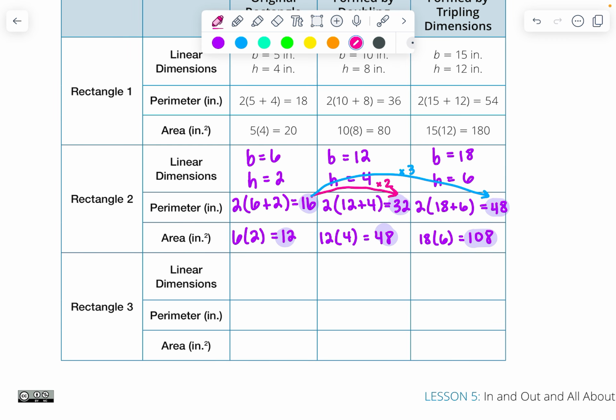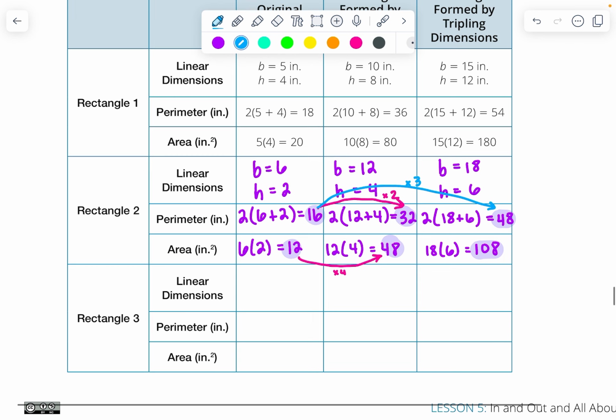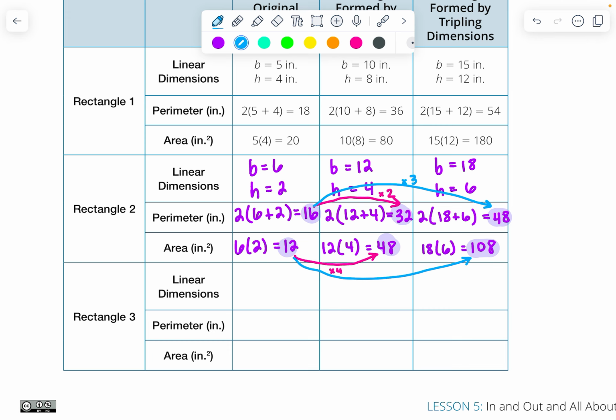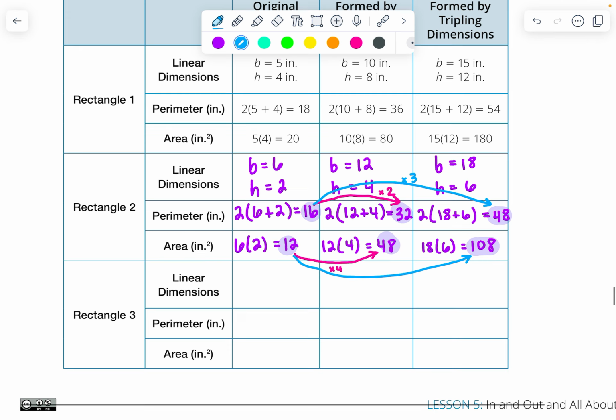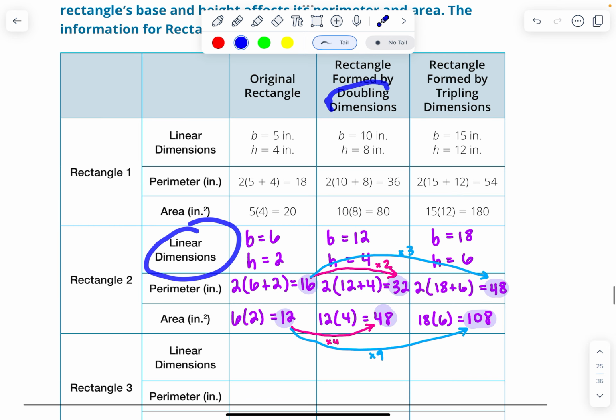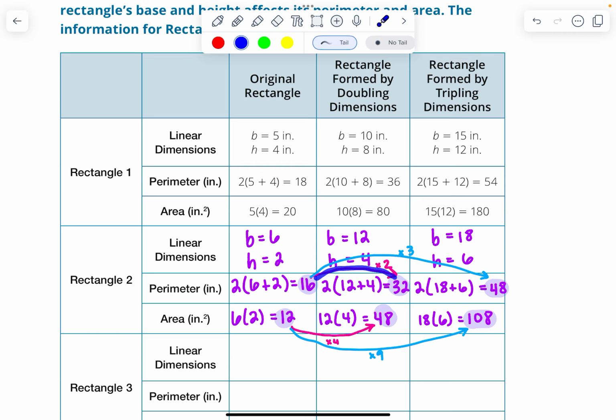If we look at the area, 12 times 4 will give you 48, and then 12 times 9 would give you 108. So, again, when we double the dimensions, that will double the perimeter, and that would multiply the area by 4. When we triple the dimensions, that would triple the perimeter, and then that would multiply the area by 9.